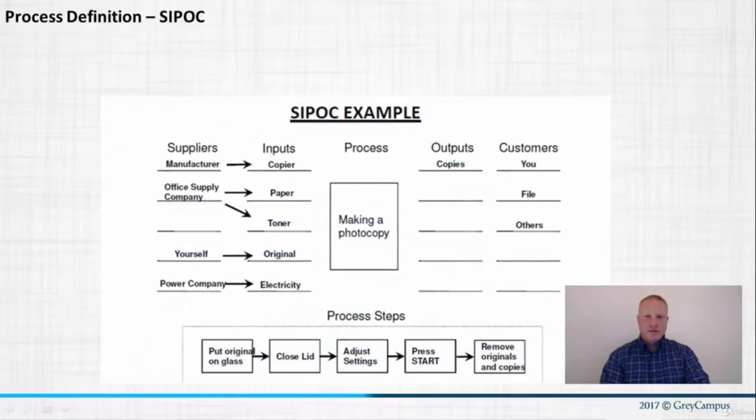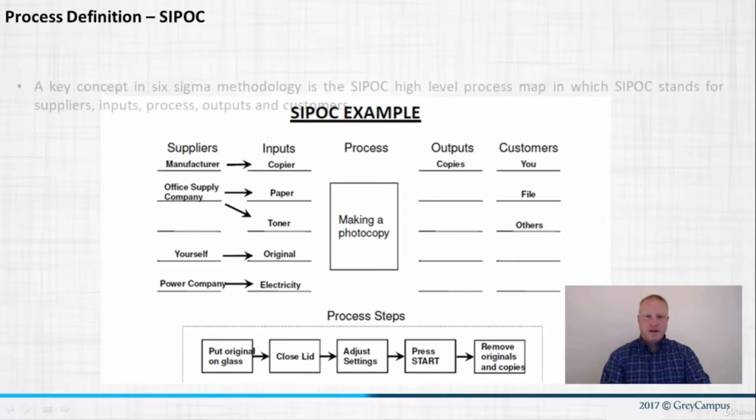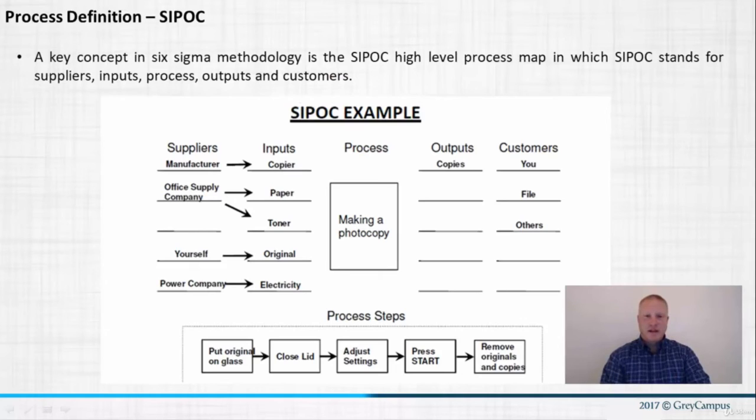Another tool that we use in Six Sigma is called a SIPOC. The SIPOC is built around the process in the middle. The process produces outputs that go to customers, going to the right. There are inputs provided by suppliers going on the left side of the diagram.